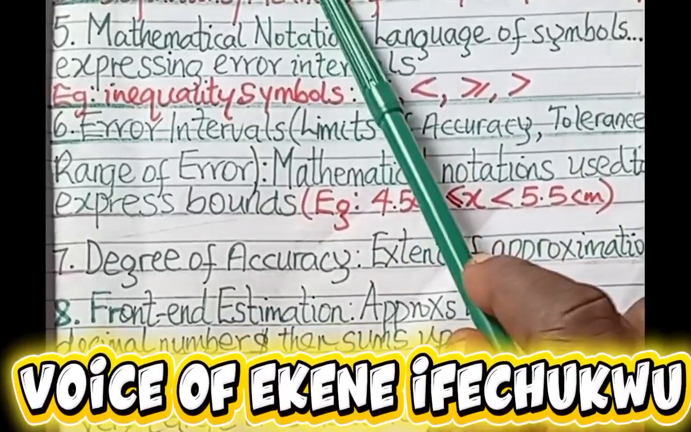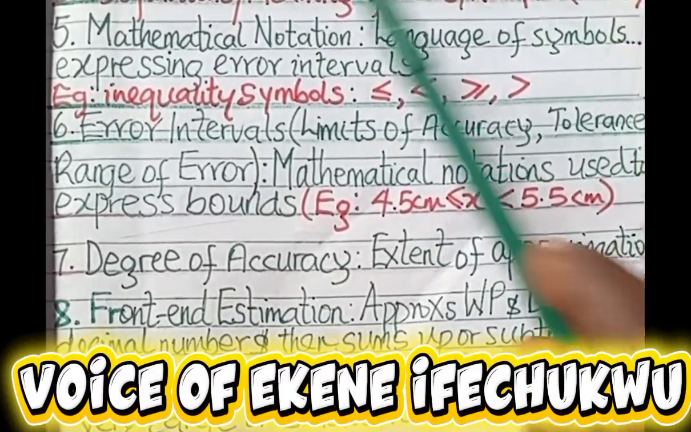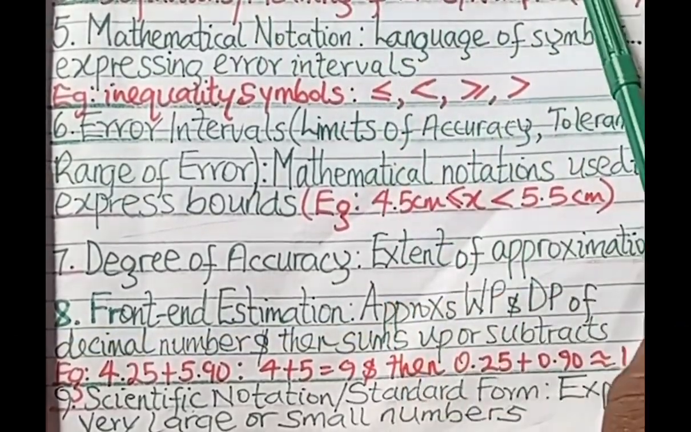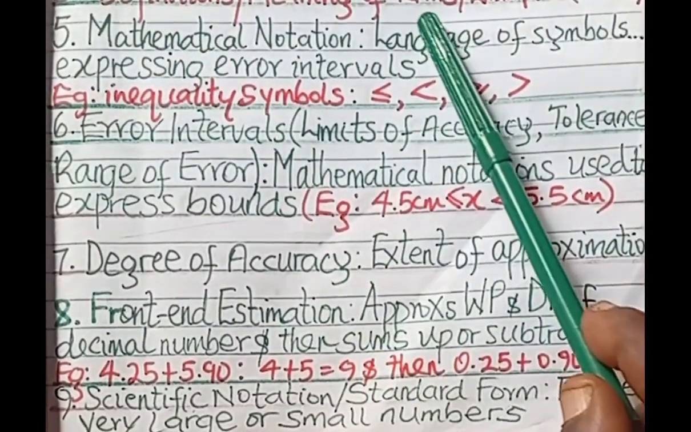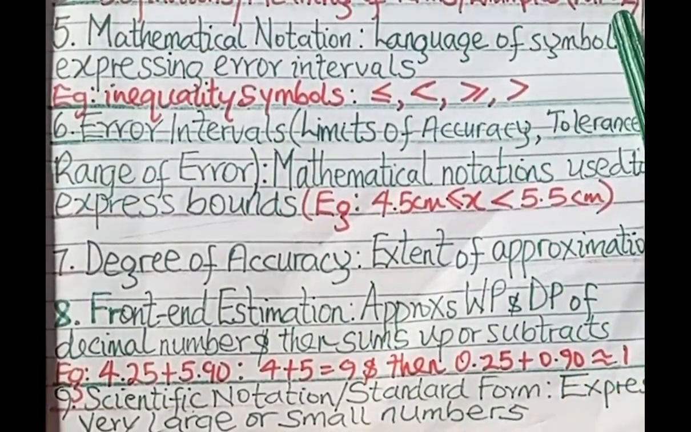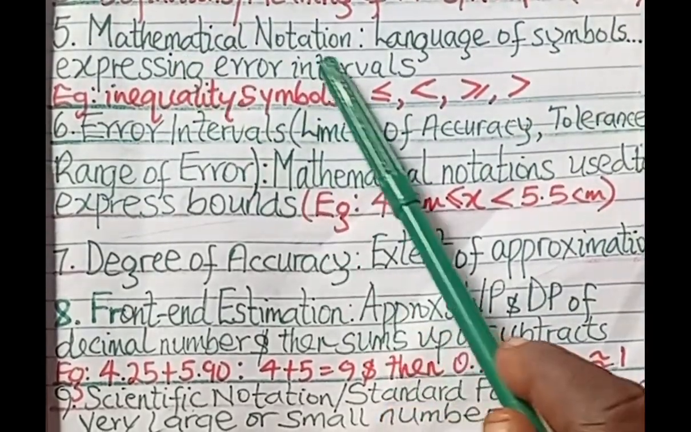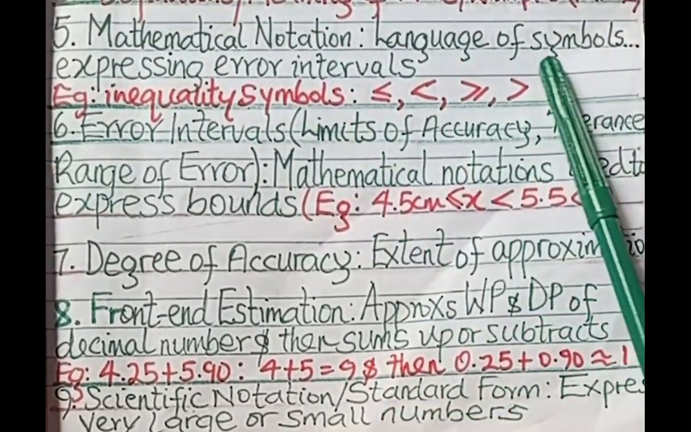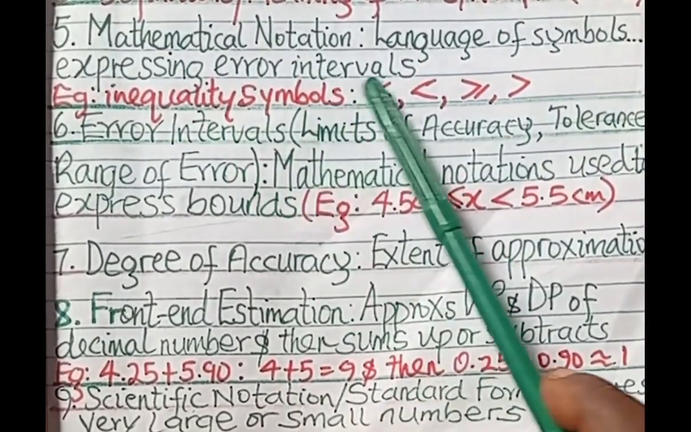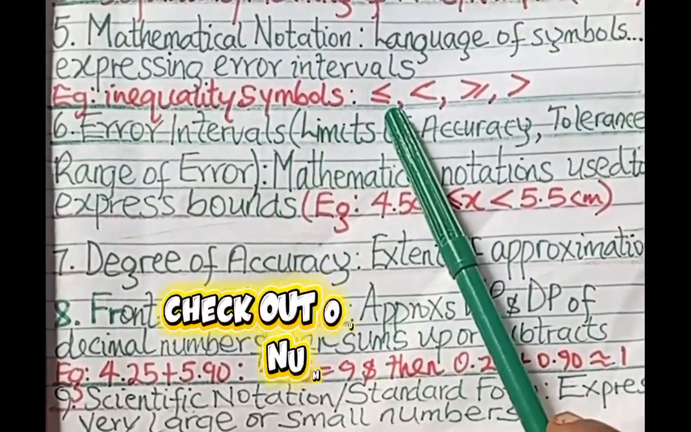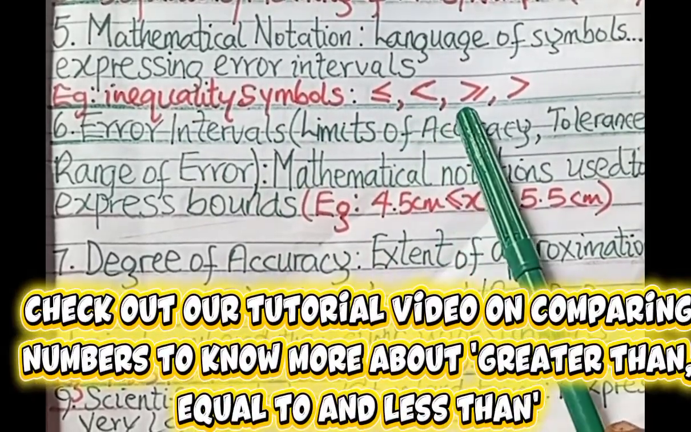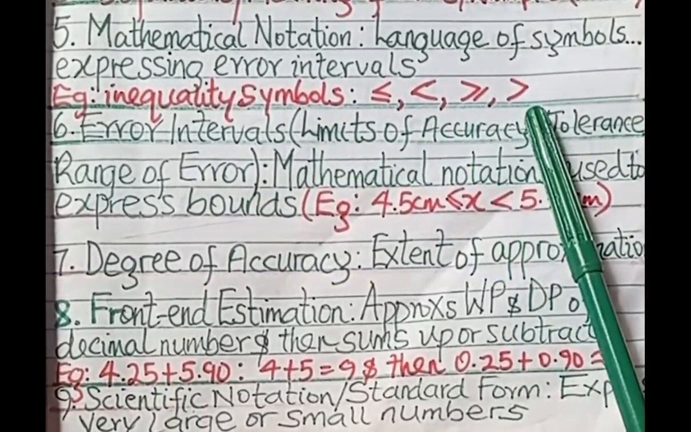Still on our AI-free mental math skills in approximation and estimation. We have the definitions and meaning of terms. The examples. Part 2. Mathematical notation. The language of mathematical symbols expressing error intervals. A good example is inequality symbols: less than or equal to, less than, greater than or equal to, or greater than.